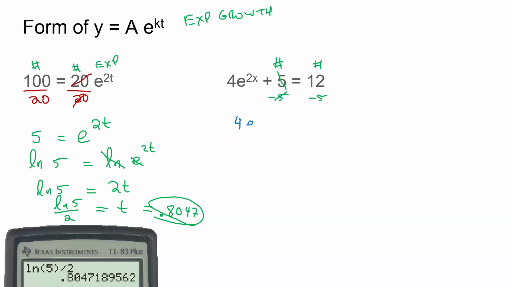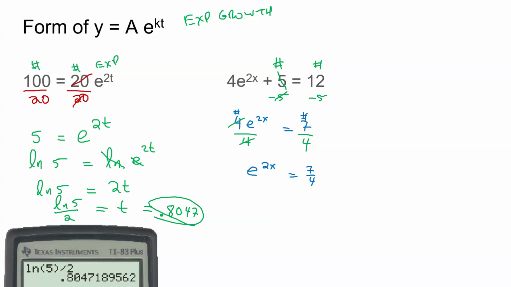That's going to leave me 4 e to the 2x equals 12 minus 5, which would be 7. Get those numbers together. All I have to do is divide by 4, and that 4 will cancel. Over here, 7/4, or 1.75 if you're comfortable with the decimals. Now I've got e to the 2x equals 7/4. I'm going to leave it a fraction as long as I can.